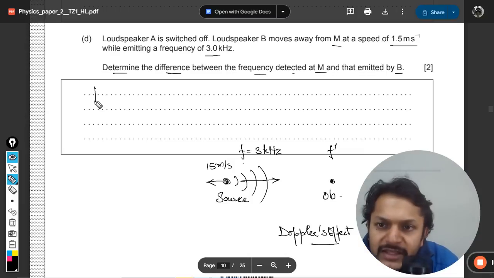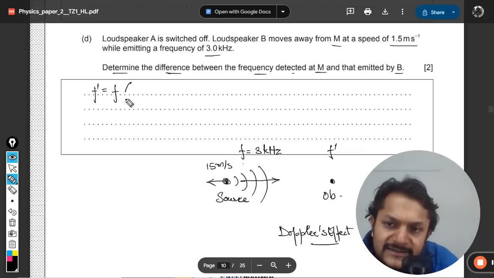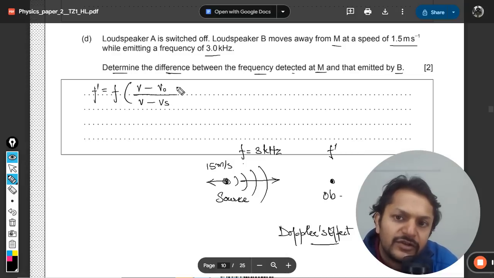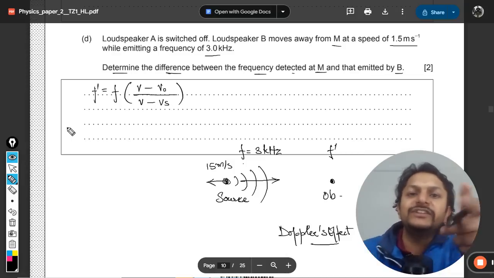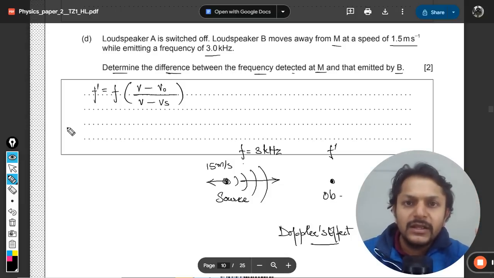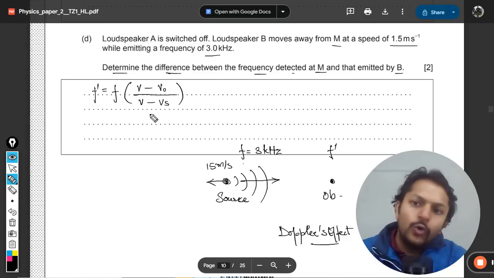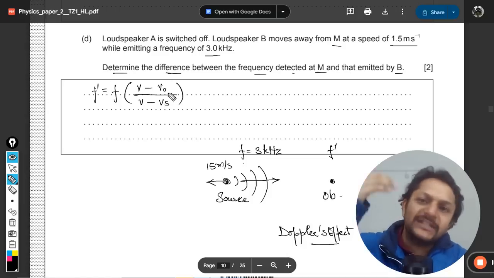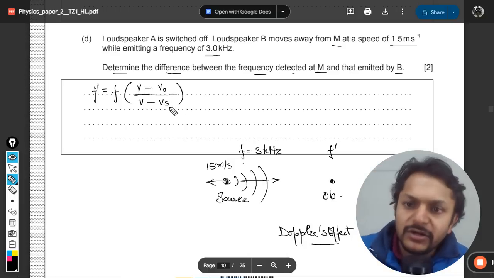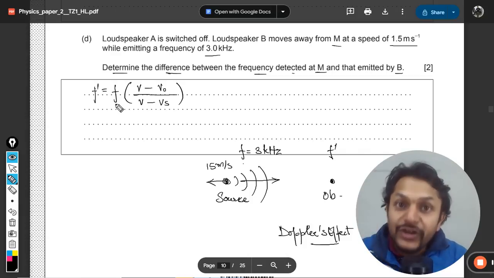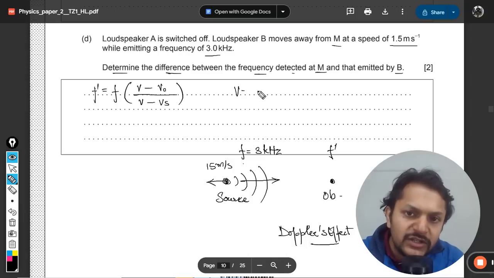The only formula that you have to remember is this. This is the velocity of the sound minus velocity of observer, divided by the velocity of sound minus the velocity of the source. So it's an "os" kind of thing. Remember that o is in the numerator, s is in the denominator, f dash is the apparent frequency, f is the real frequency that was emitted by the source, and v is the speed of sound.